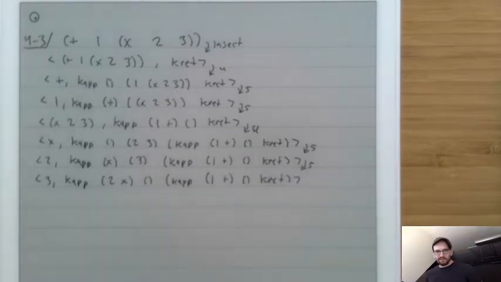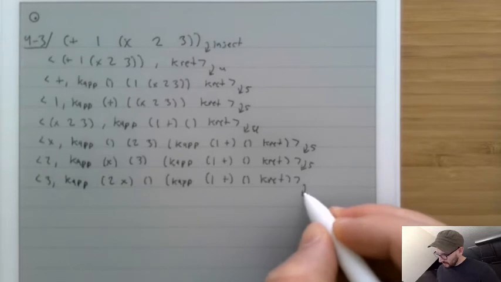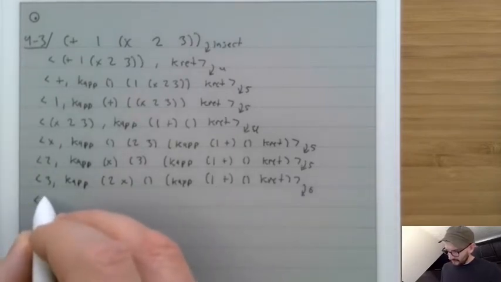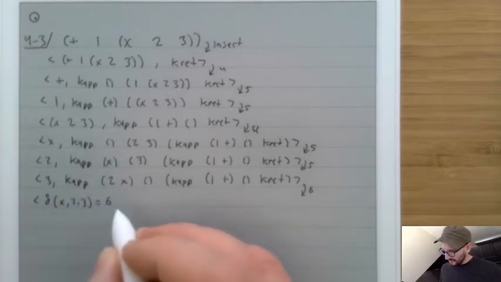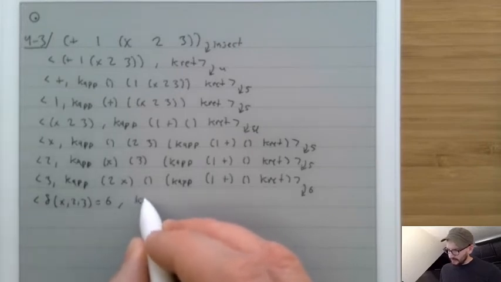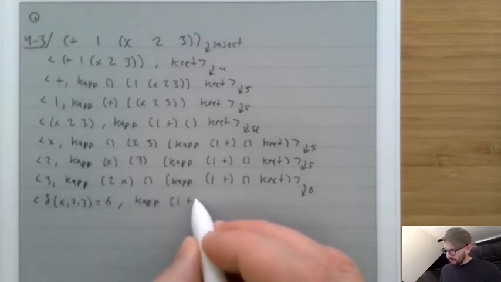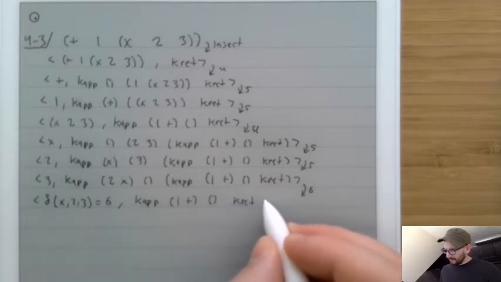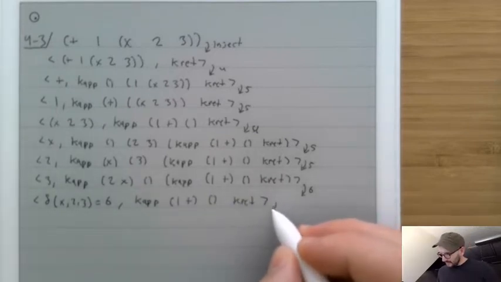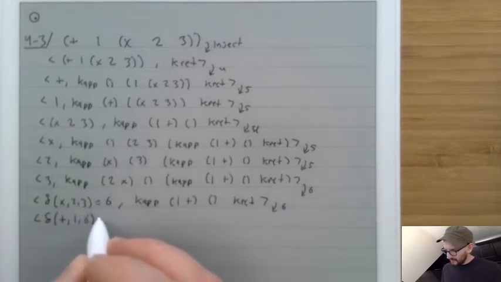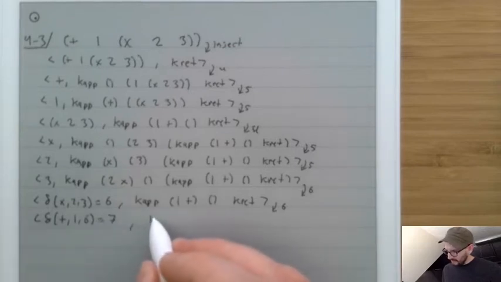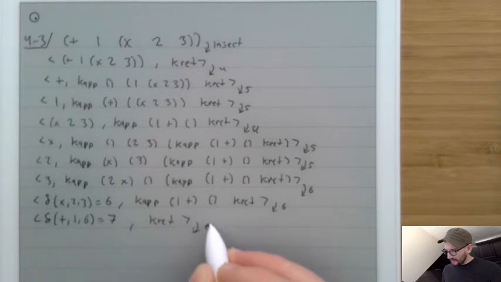Okay, so now at this point, we have nothing in this spot right here in a value, so therefore we can actually evaluate. So then we now use rule 6, and we have delta of times 2, 3, or 6, and then we have this k component right there, k-app, 1 plus k-ret. All right. Then this is another use of rule 6. So we have delta of plus 1, 6, or 7, and we have that, which is k-ret, and then we use extract, and we get the answer out, which is 7.